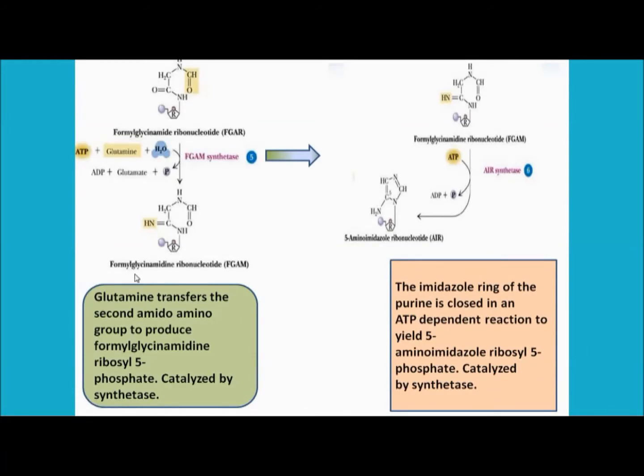It is now going to get close. So it is going to get close. This ring is going to get close in an ATP dependent reaction to yield 5-aminoimidazole ribonucleotide. It is here I have shown you 5-aminoimidazole ribonucleotide, and it is catalyzed by the general AIR synthase enzyme.